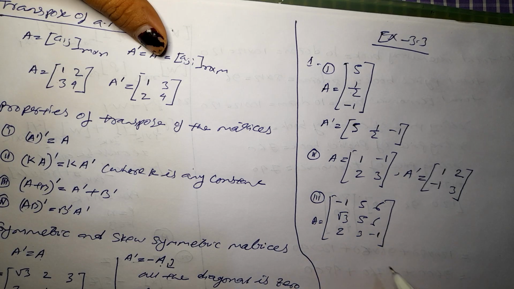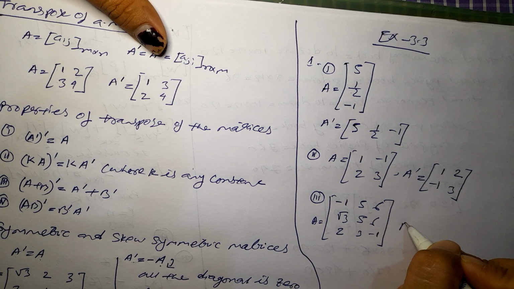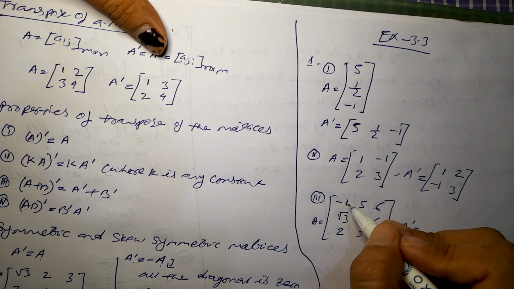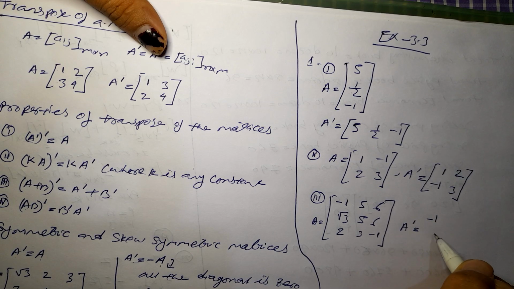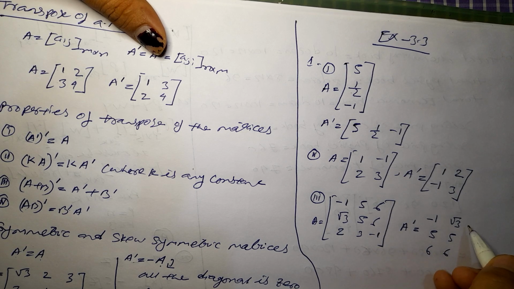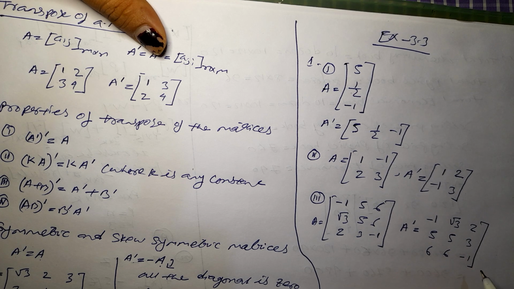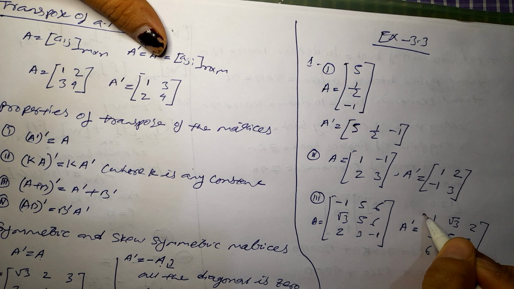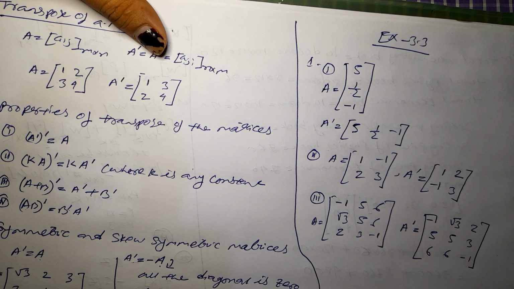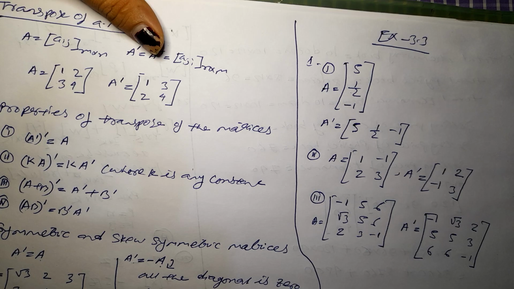A is equal to this, now we need A transpose. Okay, let's complete it here. So A transpose, the row will become the column: minus 1, 5, 6, root 3, the second row will become the column 5, 6, 2, 3, minus 1. So this is the A transpose.